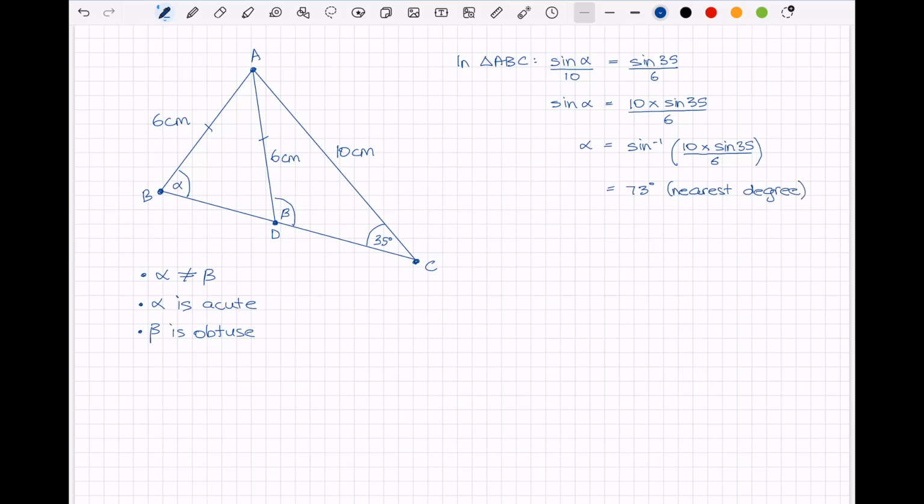And I think hopefully that makes sense in terms of we noticed that alpha is acute. When we calculated alpha, we got 73 degrees, and that is less than 90. So that all seems to have worked fine.